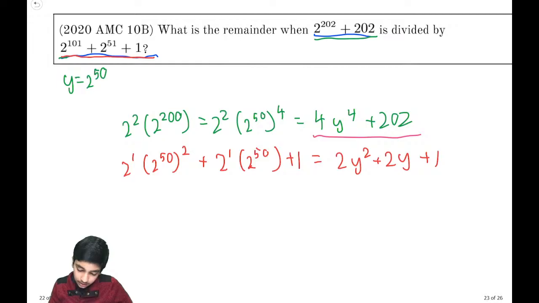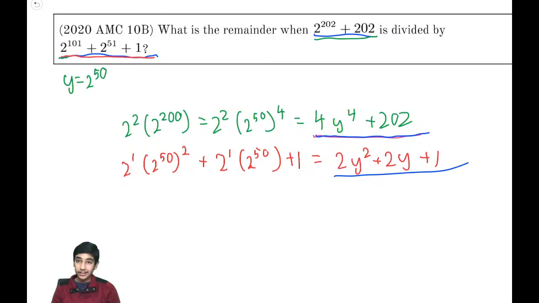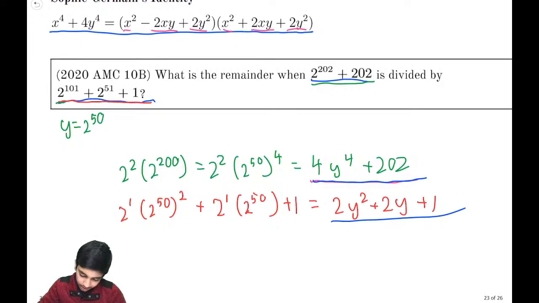Right? Okay, so now we need to divide 4y to the 4th plus 202 by this. So how can we do that? Well, this is very interesting here. Do you see a connection? I'm just going to rewrite this actually.